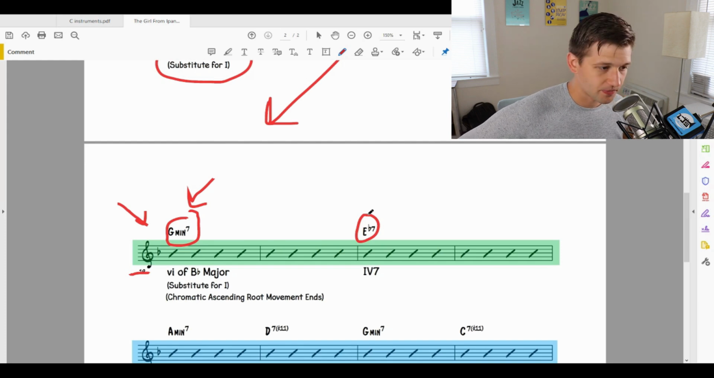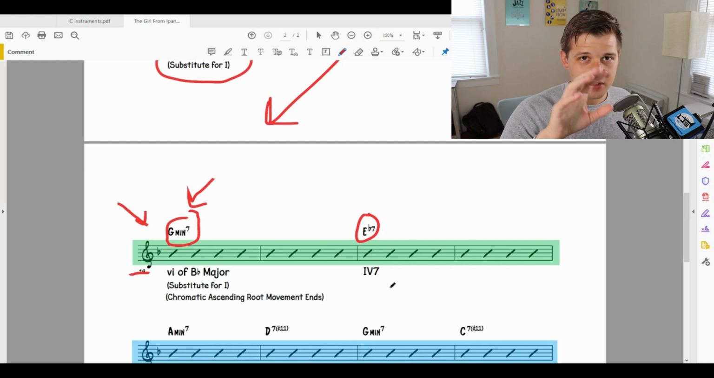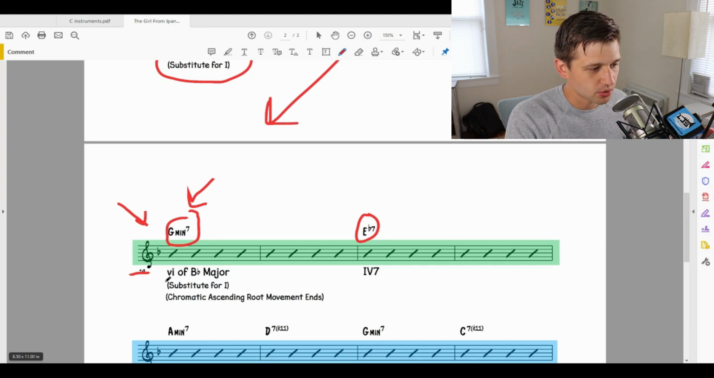Same relationship. And guess what? G minor 7 is the 6th chord of B flat major, okay? G minor is the relative minor to B flat major. That just makes so much sense to me. So it's, again, a 6 of B flat major. It substitutes for the 1.